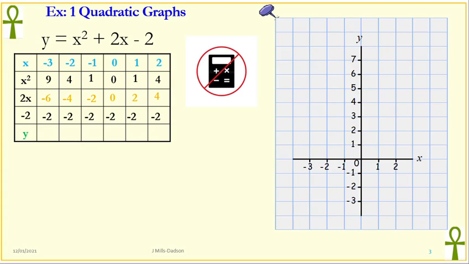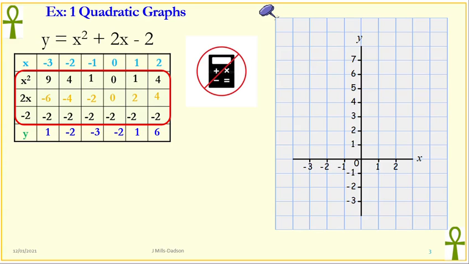Now once you've done that, because y is made up of x squared, 2x, and minus 2, I'm going to do what we call vertical summation. I'm just going to add them up, and that'll give me y. You have to be mindful of your negative numbers. So when you add, you're going to have 1, -2, -3, -2, -1, and 6.